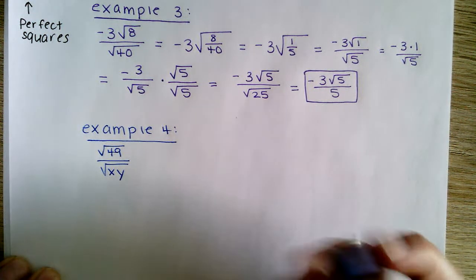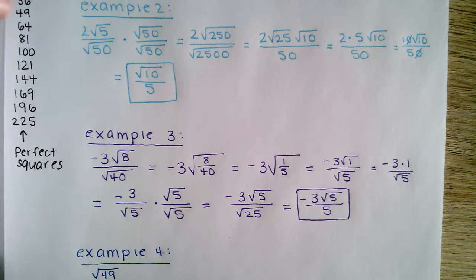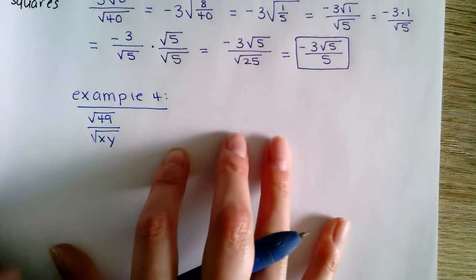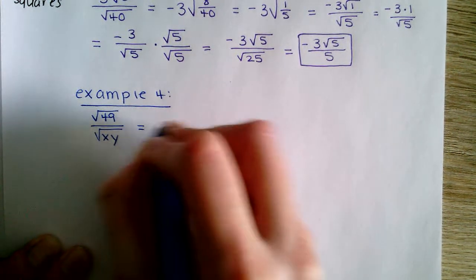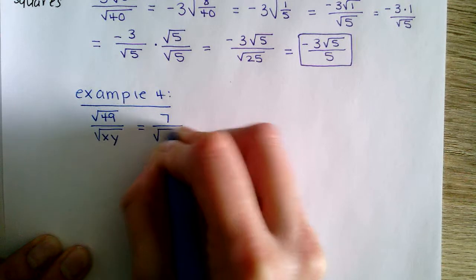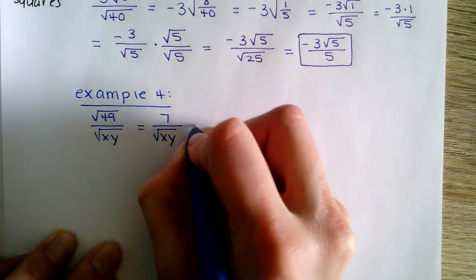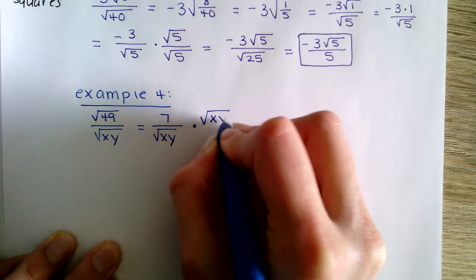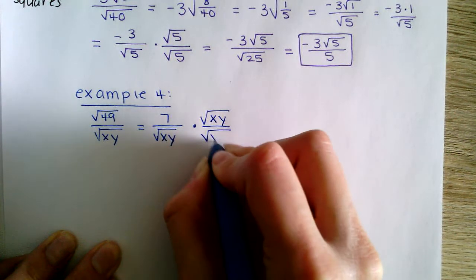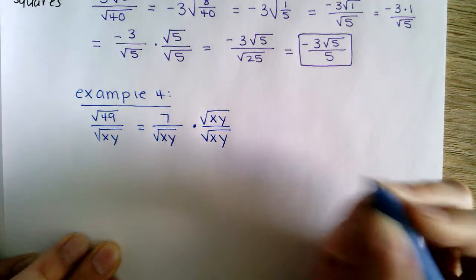So the first thing hopefully we notice is that 49 is one of our perfect squares. It's right up here, it's on our list, and that is 7 times 7. So the top of this really just turns into 7. And now we have 7 over radical xy. So let's get rid of that radical in the denominator. We're going to multiply top and bottom by radical xy, whatever is in our denominator here.